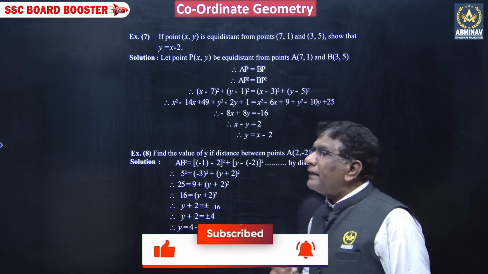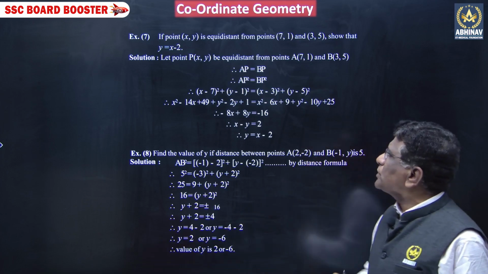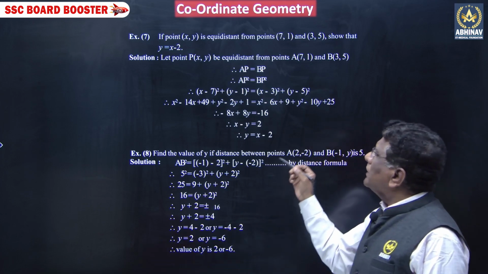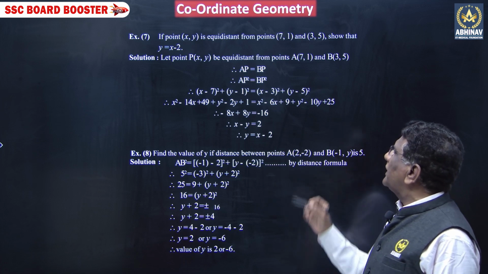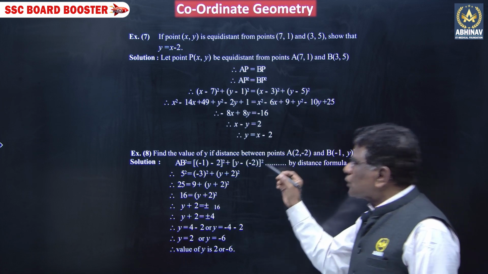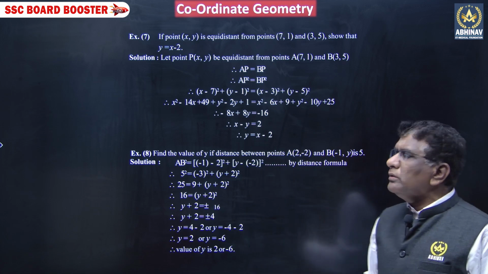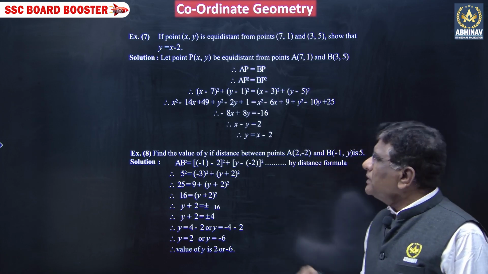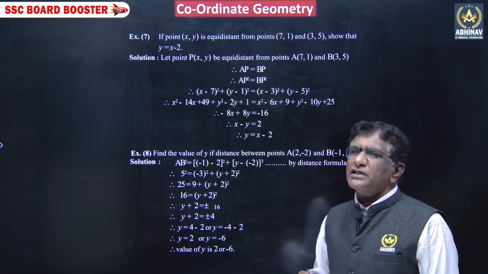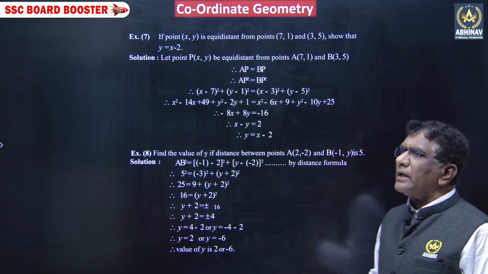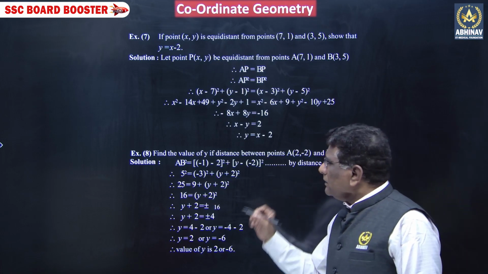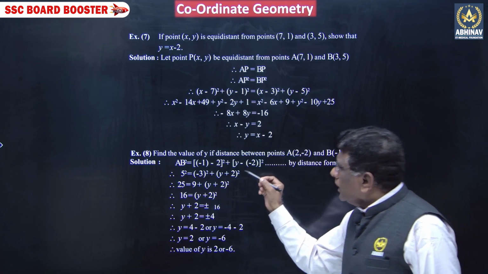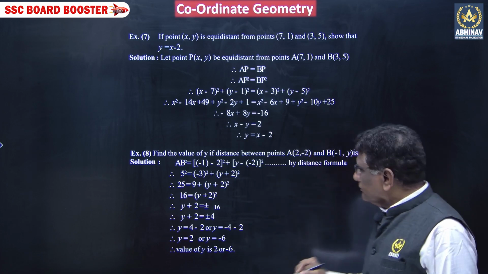Then coming to the 8th example here, it is also one of the solved examples. See here, we have to find the value of y if the distance between the 2 points is given. This is also one of the solved examples. You can also go through this solved example thoroughly. So we have to use the distance formula as shown in this particular example. This example is also a unique example. We have to solve it thoroughly.